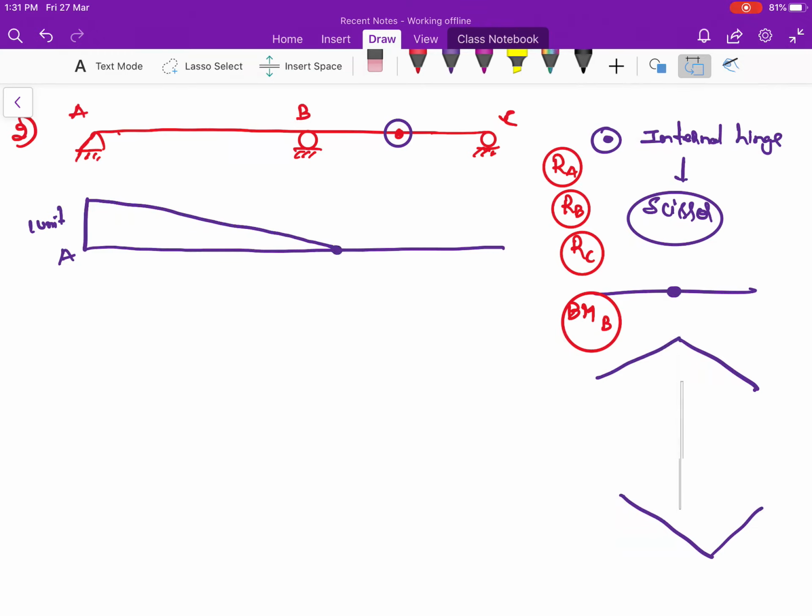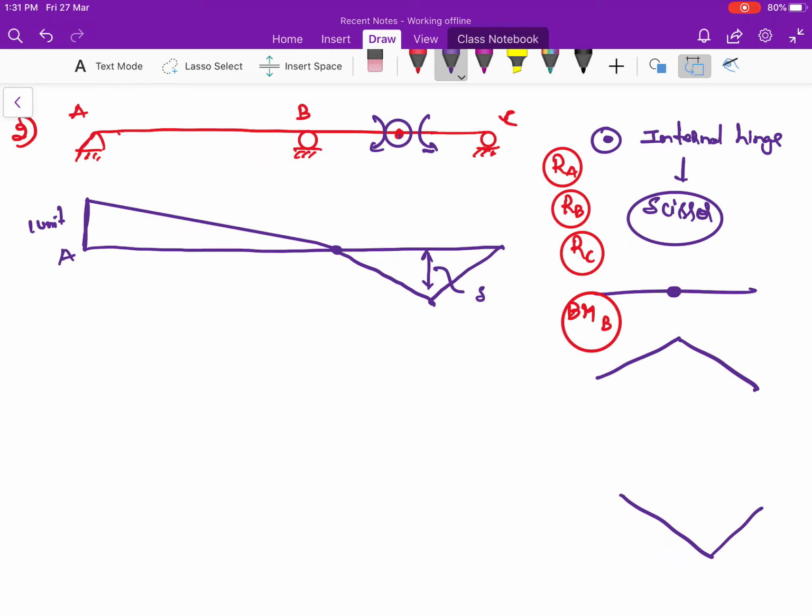Okay. In case the internal hinge is not present at this position, then we would have the end here itself. But since there is a presence of internal hinge, now the moment is acting like this, so the structure is going to bend like this. Okay, this is the reaction at point A. So if this is 1 unit, what is the ordinate? The ordinate can be found by making use of the similar triangle concept.